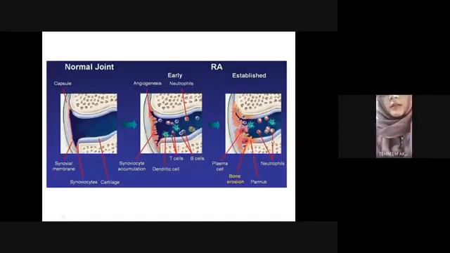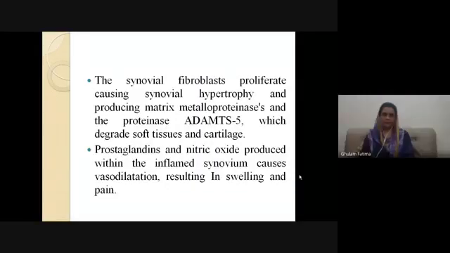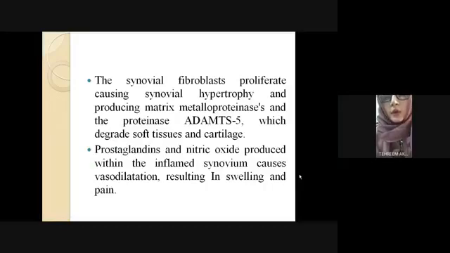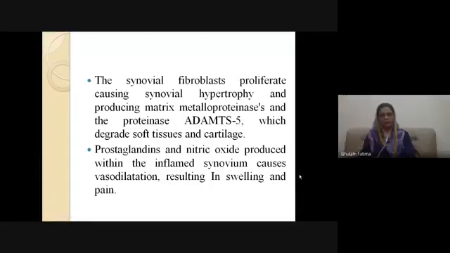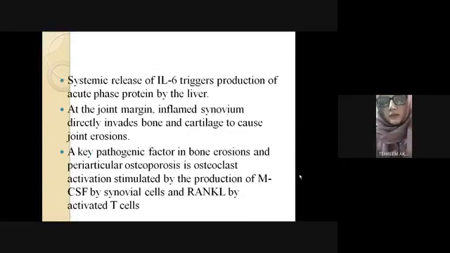Next. The synovial fibroblasts proliferate, causing synovial hypertrophy, producing matrix metalloproteinase and the proteinase ADAMTS5, which degrade soft tissues and cartilage. Prostaglandins and nitric oxide produced within the inflamed synovium cause vasodilation, resulting in swelling and pain.